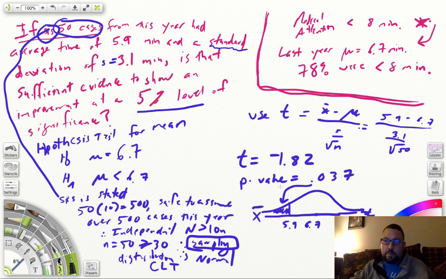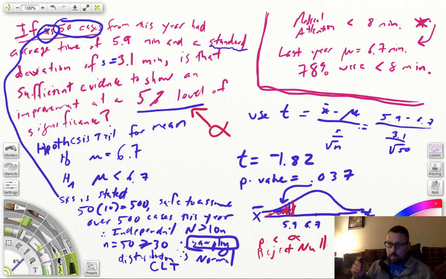If I were to shade that 5% level, am I totally within that 5%? The answer is yes. Another way to check this is to see whether my p-value is less than alpha. Level of significance is referred to as the Greek letter alpha. If my p is less than alpha, then I reject the null. I reject the null, I accept the alternative, and I would say, there is sufficient evidence to conclude at the 5% level of significance that the average time for medical attention has indeed decreased from 6.7 minutes. It is better than it was the previous year.